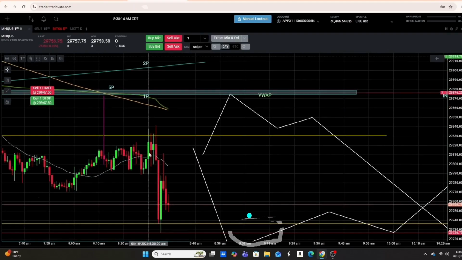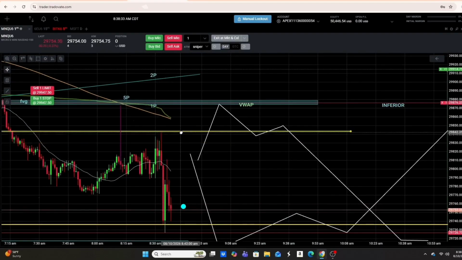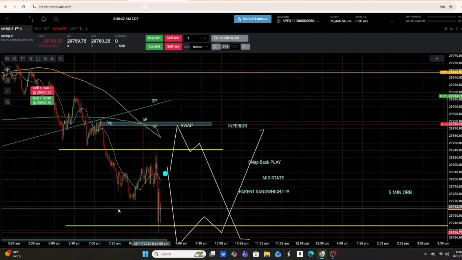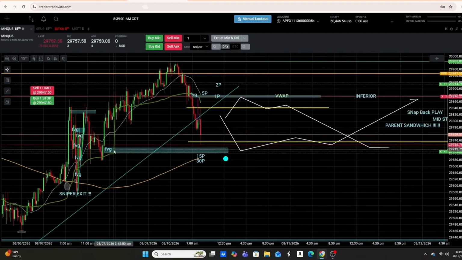So why is that significant? Here's why. Pay attention real close. The 5-minute ORB is set, right? But we have a parent sandwich. That means don't short the break.